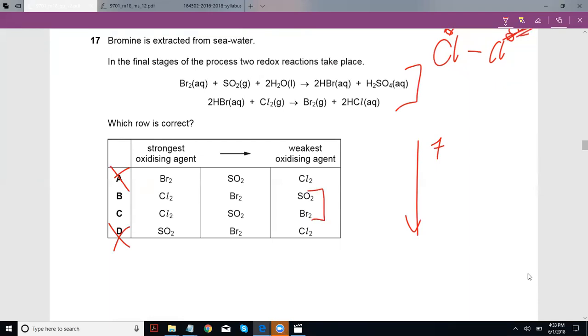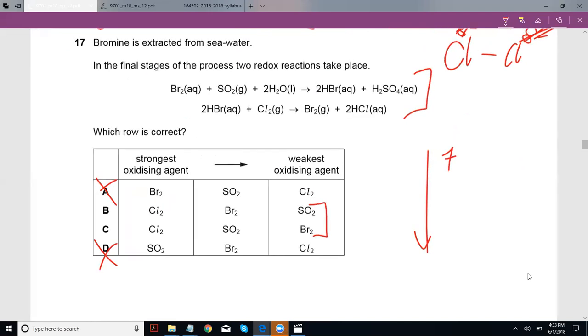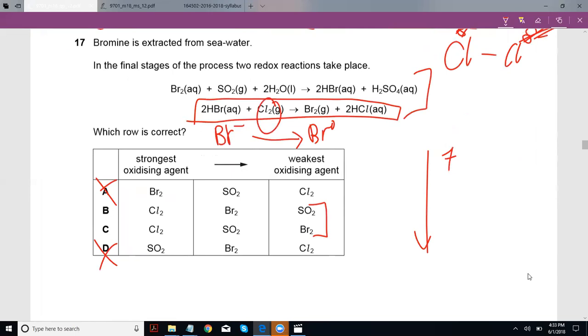But let's look at the question and the two redox reactions and try to figure it out from there. That's what the second equation is telling you, how chlorine very easily displaces bromine. What does it do to bromine? It oxidizes bromine from Br negative to Br0. Hence it clearly shows that chlorine has a greater oxidizing power than bromine. That is what reaction 2 is telling you.